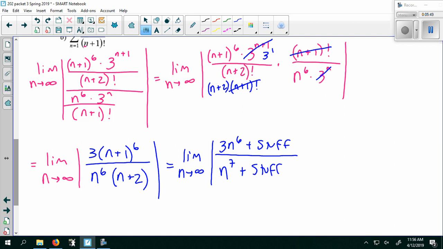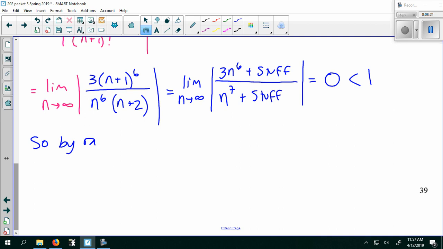And the lower order terms of n don't really matter, lower order powers of n. And then the limit of this rational function, n to the 6th over n to the 7th, the denominator is bigger, which means that this limit is going to go to 0. Okay, and the ratio test says that if that limit is less than 1, then my series converges. Less than 1. So my series converges.